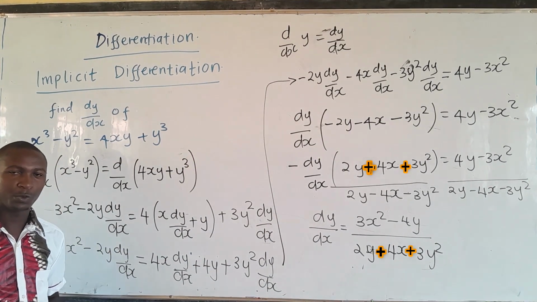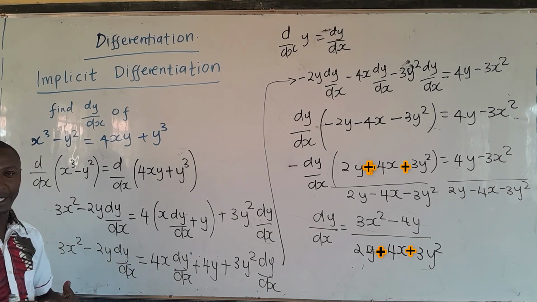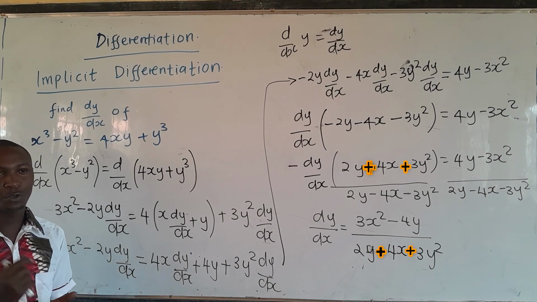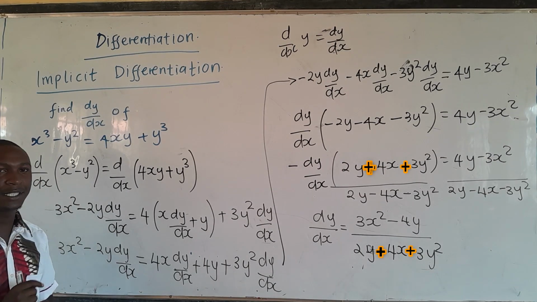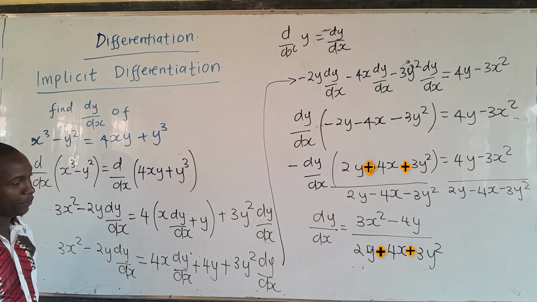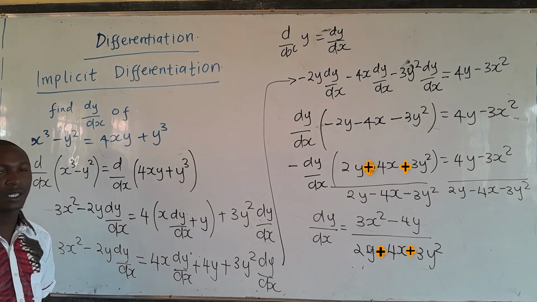It's very hard to derive that function using the product rule or the chain rule or the quotient rule or whichever method. But when you use implicit differentiation, then it's going to be very easy for you to work it out. Follow through and you're going to understand how it's done.